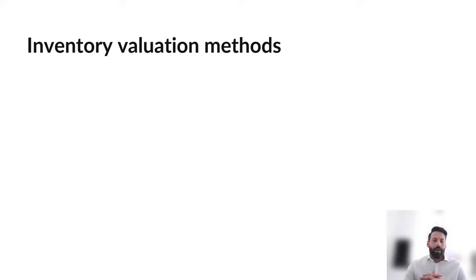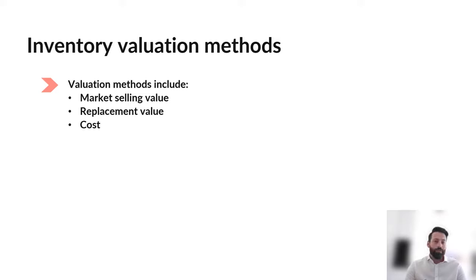Now let's talk about inventory. This is only relevant to those businesses that hold stock at the end of the year. There are a few methods that you can use to value the inventory of the business. The most common is going to be cost. So if I spend $100,000 on stock during the year and I've still got 50% of that stock on hand, then the inventory is going to be valued for tax purposes at $50,000, being 50% of the 100 that I spent.